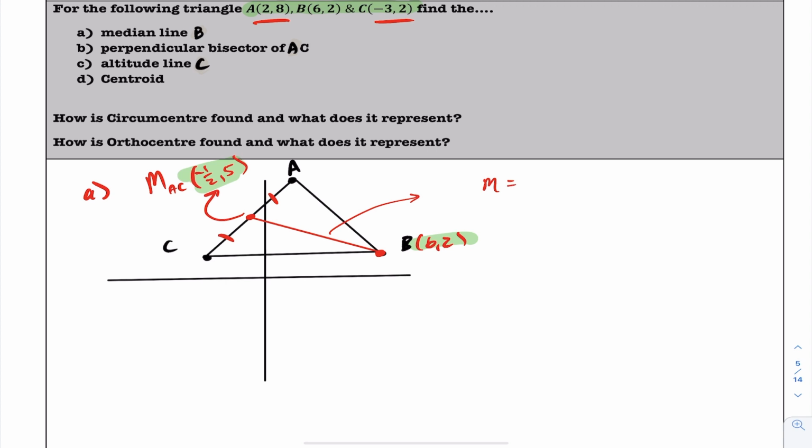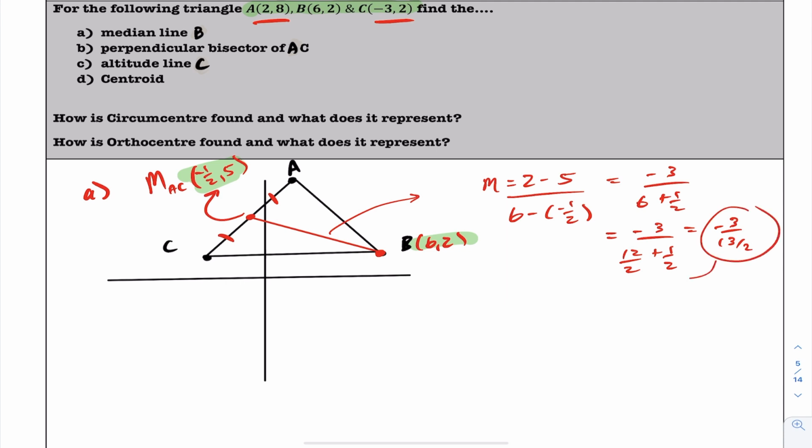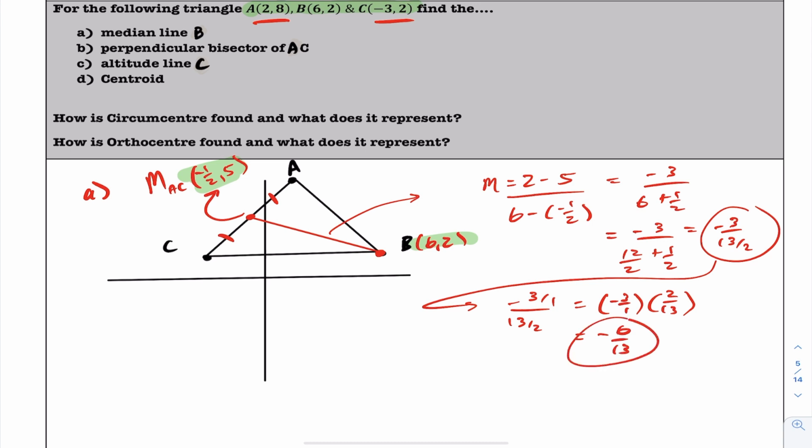We first find our slope. So slope is going to be change in my y, so in this case 2 minus 5, over change in my x, in this case 6 minus negative a half. This becomes negative 3 over 6 plus a half, which is going to be negative 3 over 12 over 2 plus 1 over 2, which is negative 3 divided by 13 over 2. If you remember, when you divide a number by a fraction here, we can write them both as fractions and just multiply by the flip. This becomes 2 over 13, and we end up getting negative 6 over 13 for the slope.